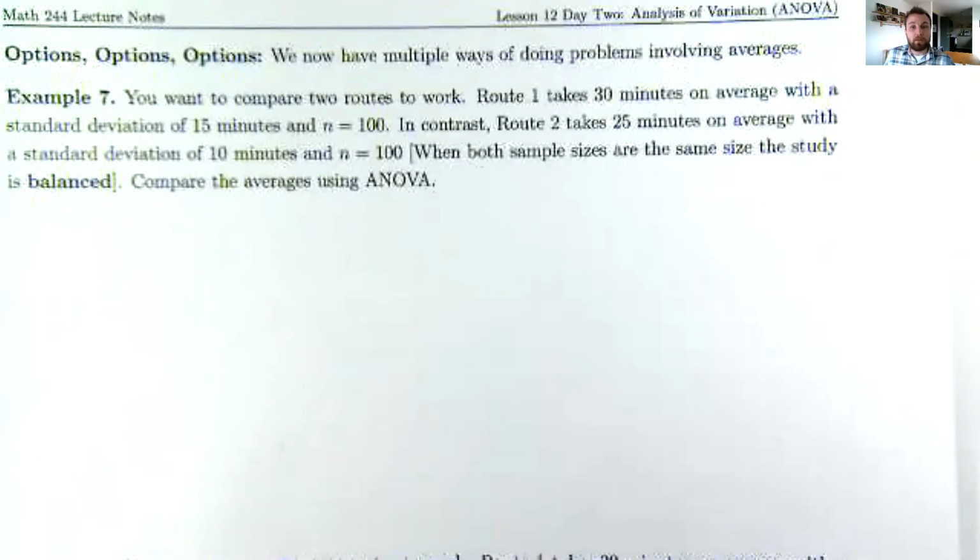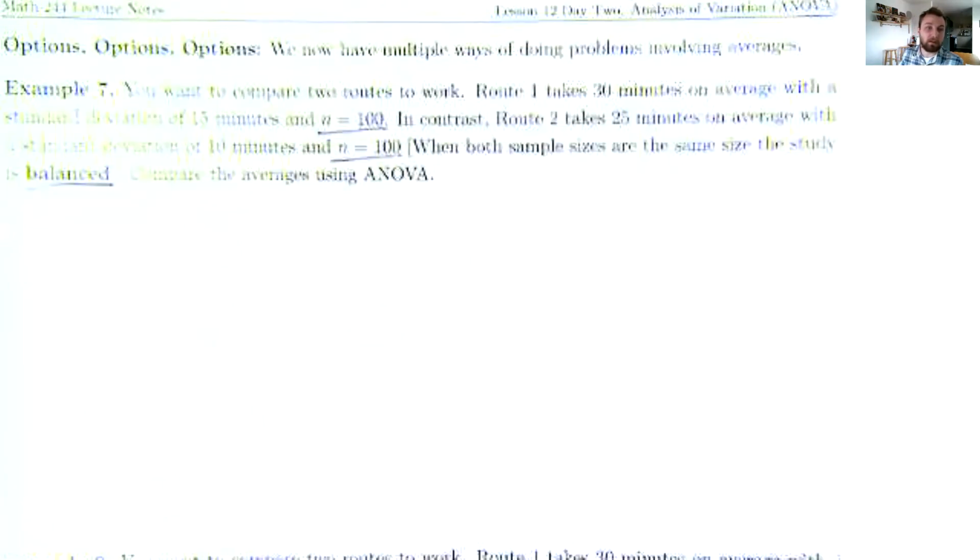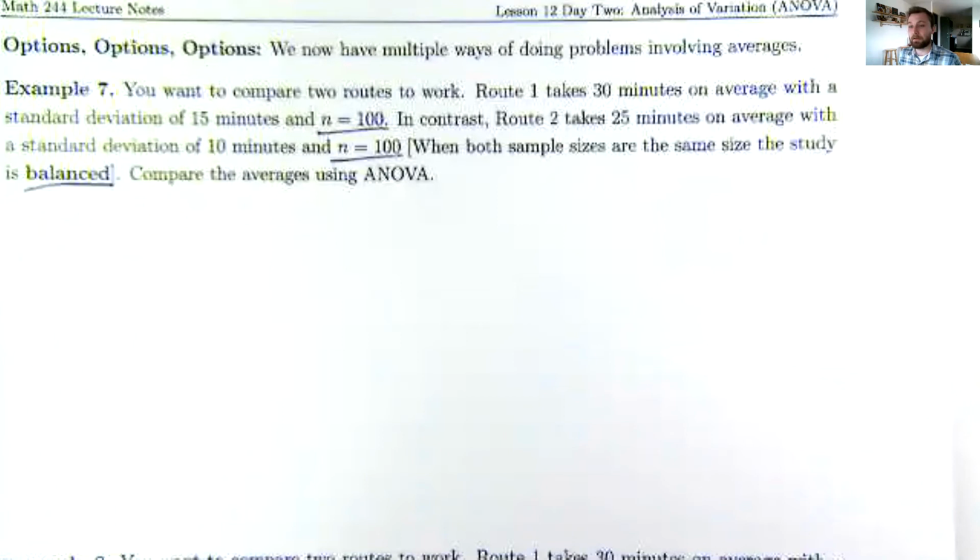And I want to do example 7 here. And there's more than one way to do this problem. But you want to compare two routes for getting to work. Route 1 takes 30 minutes on average with the standard deviation of 15 minutes. And I did 100 samples for Route 1. Route 2, 25 minutes on average with the standard deviation of 10, and also 100 samples. So I have the same number of samples for both. When this happens, when you have something like 100 and 100 where everything is nice and even, we call it balanced. Compare the averages using ANOVA.